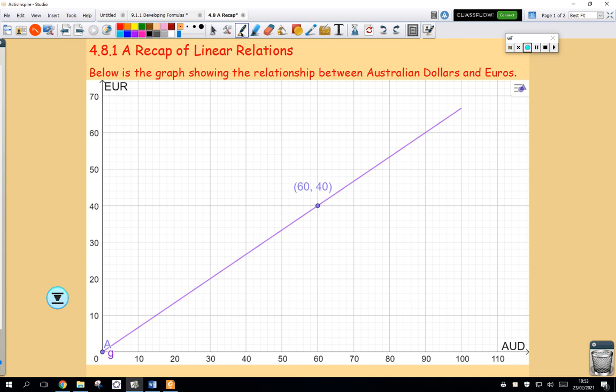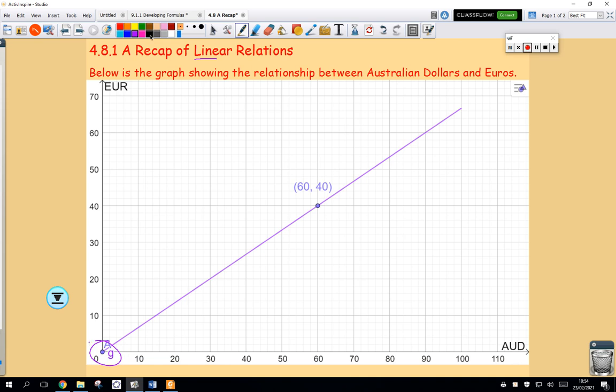A couple of things to know. I know it's a linear relation. Why? Because it's a straight line graph, and all linear relations form straight line graphs. That's why they're called linear relations. Also, this is a linear relation that contains the origin down here.